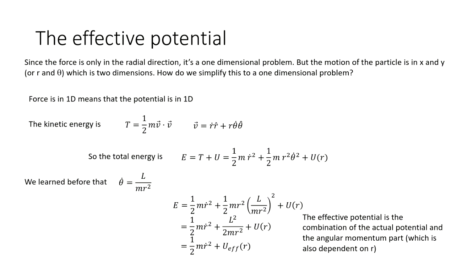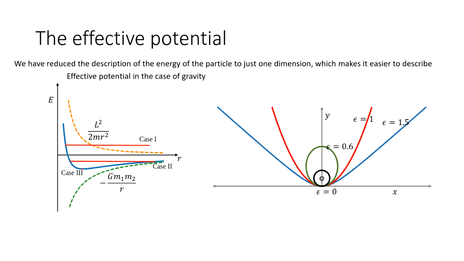Okay. So now we have a kinetic energy that's only dependent on the velocity in the radial direction, and a potential energy that's only dependent on the radial direction, but this potential energy is an effective potential energy because it includes this angular momentum part. So what does that look like? Well, as I said, we're talking about gravity here. So what happens in the case of gravity?